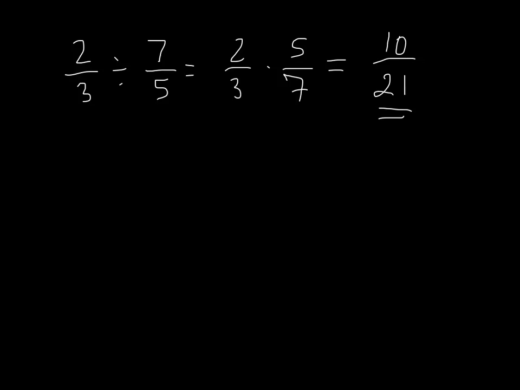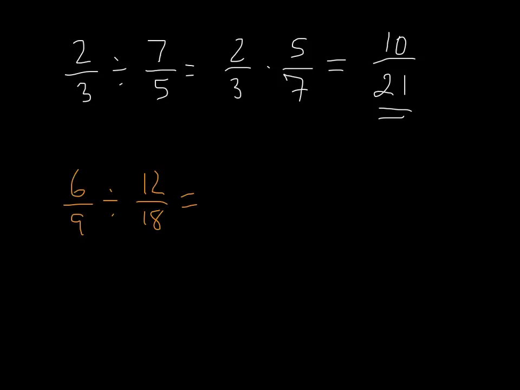As long as we have taken care of any reducing prior to multiplying, we should have a reduced fraction, but I always check my fraction here to make sure that it is not reducible or simplifiable. Do 10 and 21 have any factors in common? Nope. So we're all set. That's our final answer. 2/3 divided by 7/5 is equal to 10/21. Let's try another one.